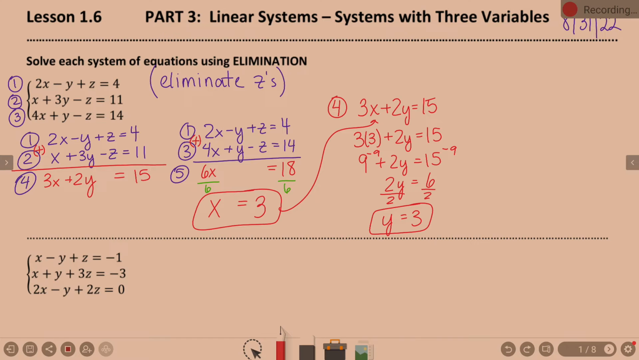Officially, what are my choices? Equation 1, 2, or 3. At this point, you have to go back to something that has a z. So equation 4 doesn't work anymore. We've already used it and it's done. Equation 1, 2, or 3. Does it matter? No. Pick one out of equation 1, 2, or 3, which one looks friendliest to you.